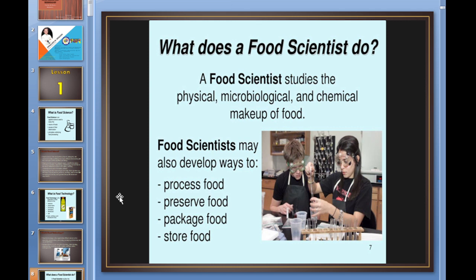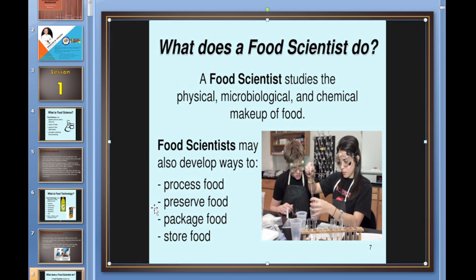So food scientists may also develop ways. Of course, when they study the concept, they may also develop ways to process food, the processing of our food. Like, for example, the cooking techniques and cooking procedures, which are our way of processing. What are the basic food preparations? We already discussed that in kitchen essentials, the standard and basic food preparations.